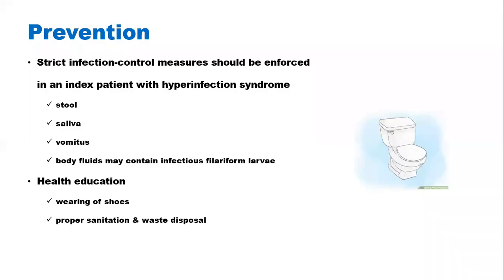How can you prevent infection? Infection control measures should be enforced in an index patient with hyperinfection syndrome. But remember, we said the hyperinfection syndrome is associated most of the time with people who are immune compromised. So you're likely going to admit them, and you have to show strict contact precaution. You have to isolate these patients or you perform cohort nursing.